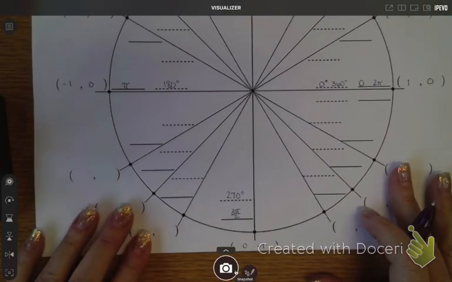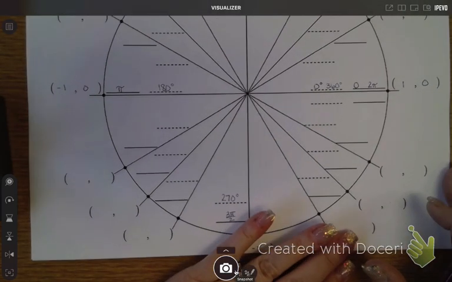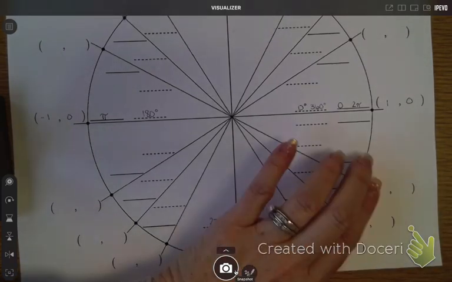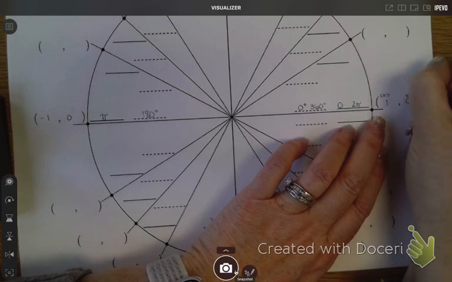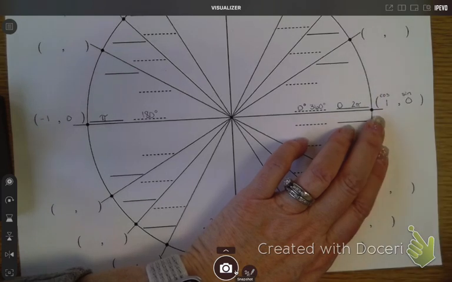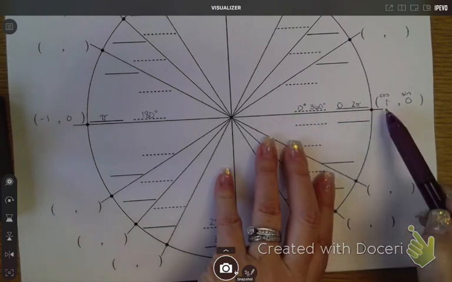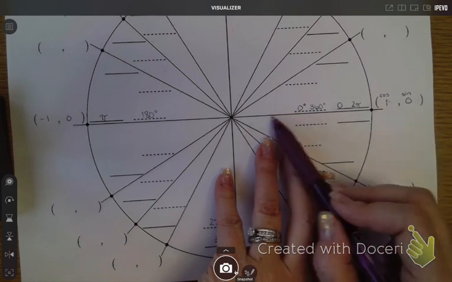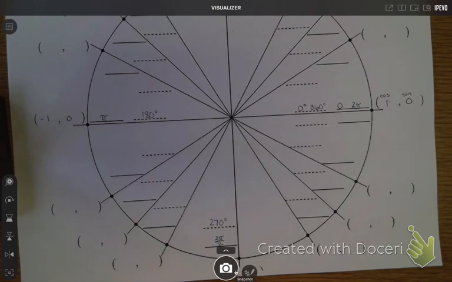So we have the quadrantal angles. We now can go through and say, well, cosine would be x, yes? And sine would be y. It would be 1 over 1, which would be what? 1. And sine would be 0 over the radius, which would be 1, so it's still what? 0. Once I know sine and cosine, can I find all the rest of the 6 functions? Yes.